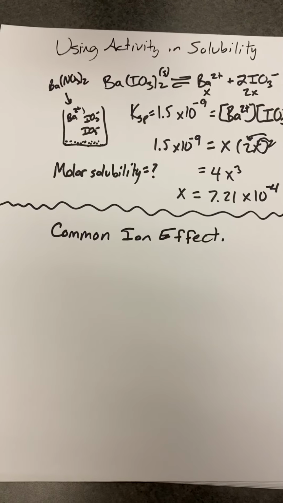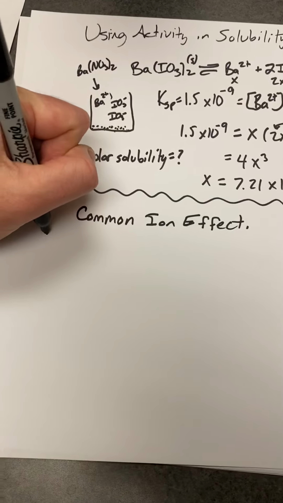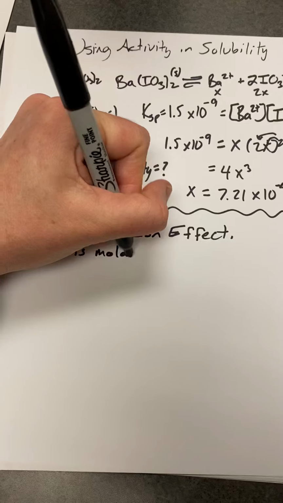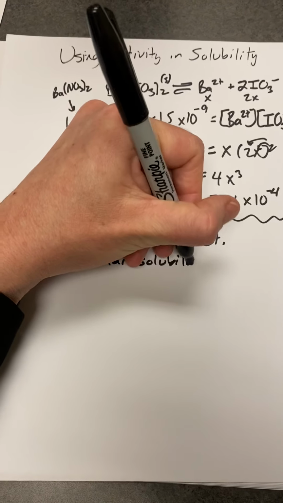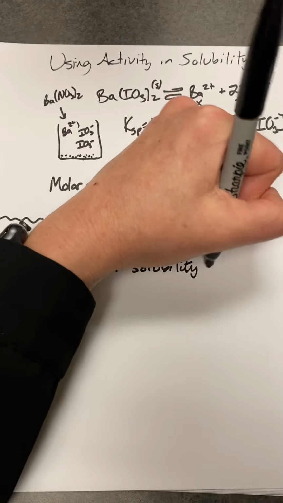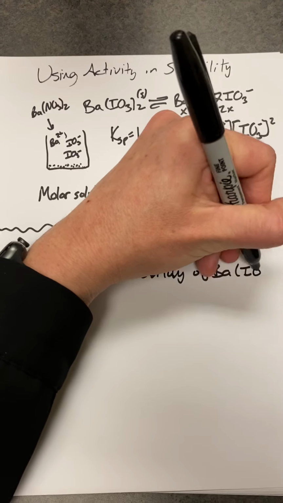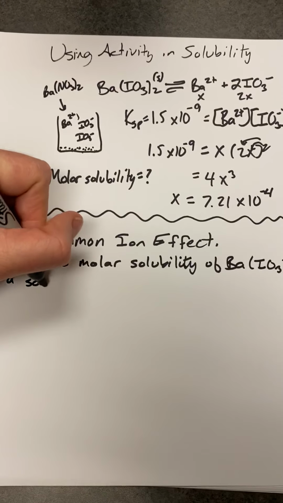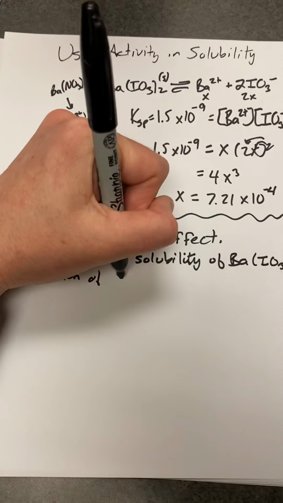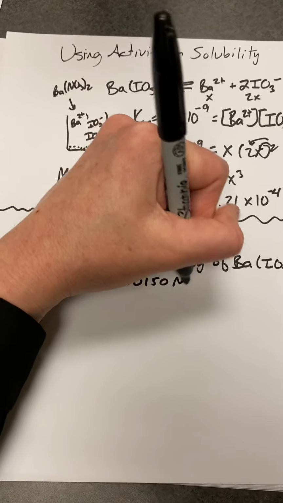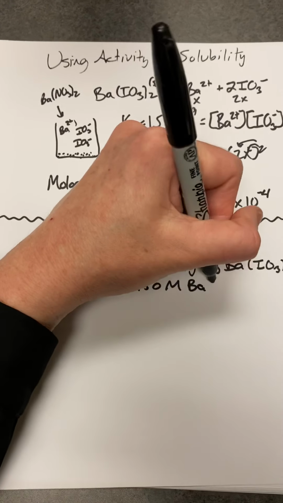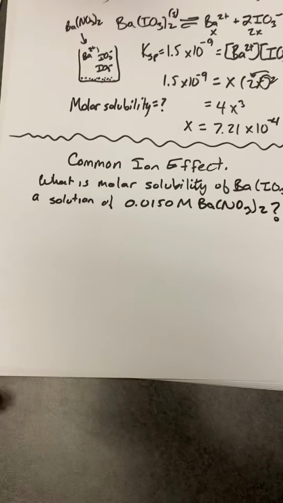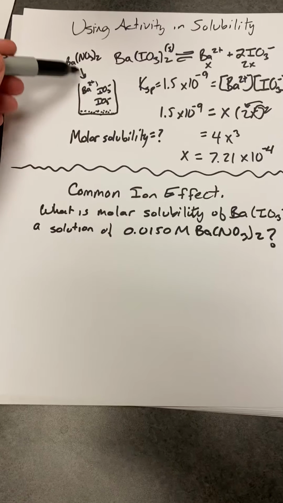So let's go ahead and make this into a problem. Let's say I was asking, what is the molar solubility of barium iodate now in a solution of 0.0150 molar barium nitrate. Okay, so now we're saying, all right, we add a whole bunch of barium to this, 0.0150 mole per liter.